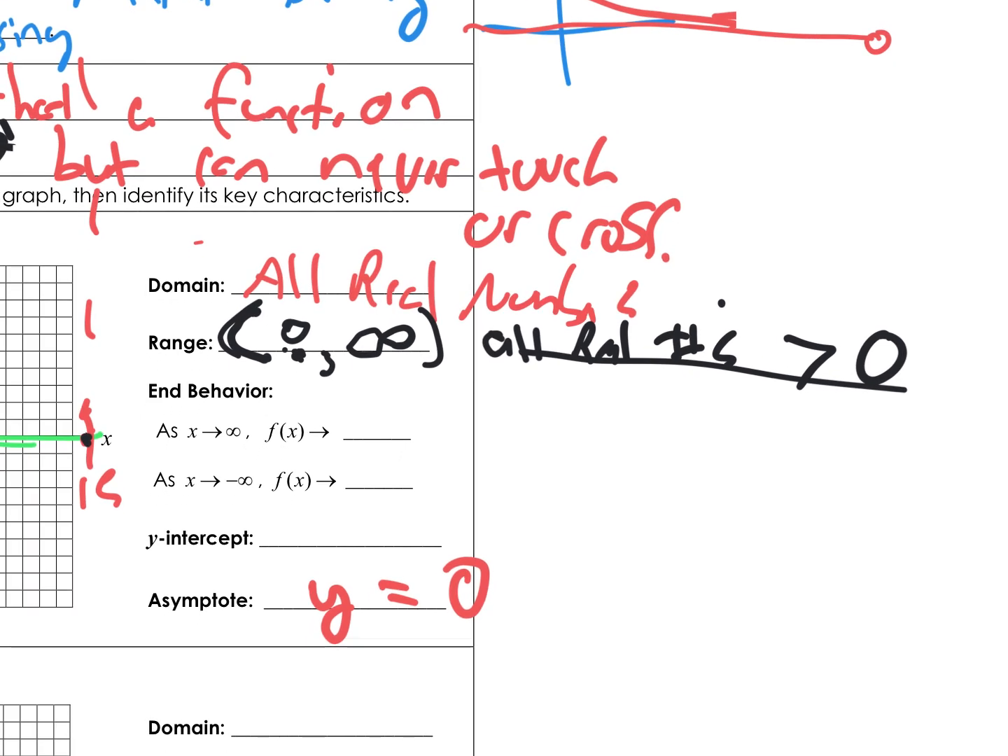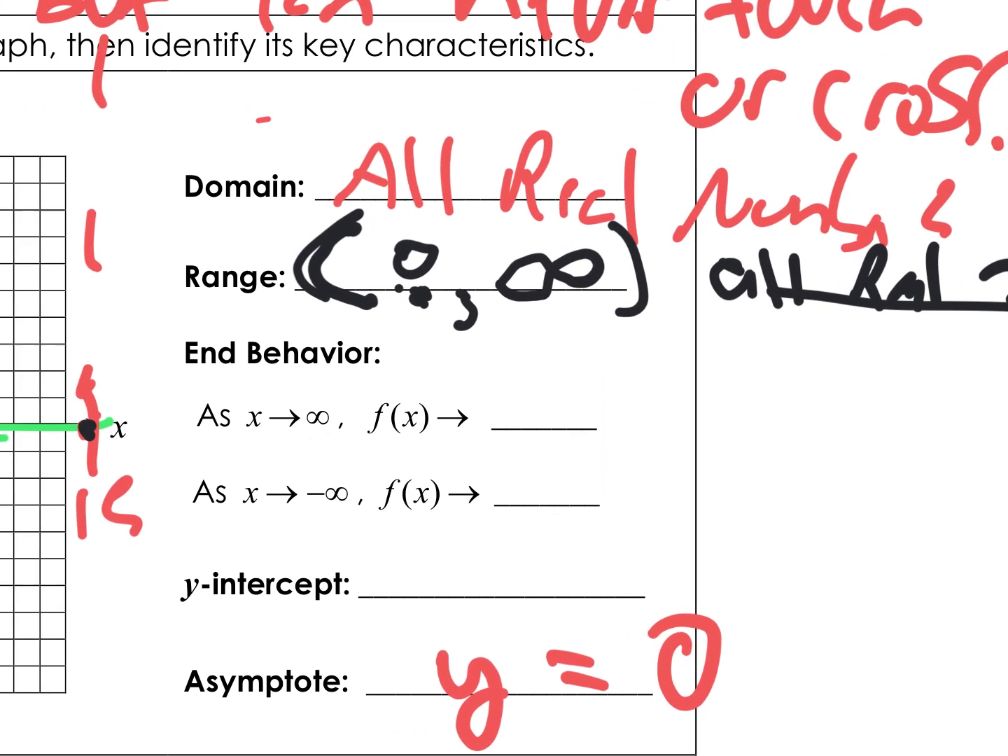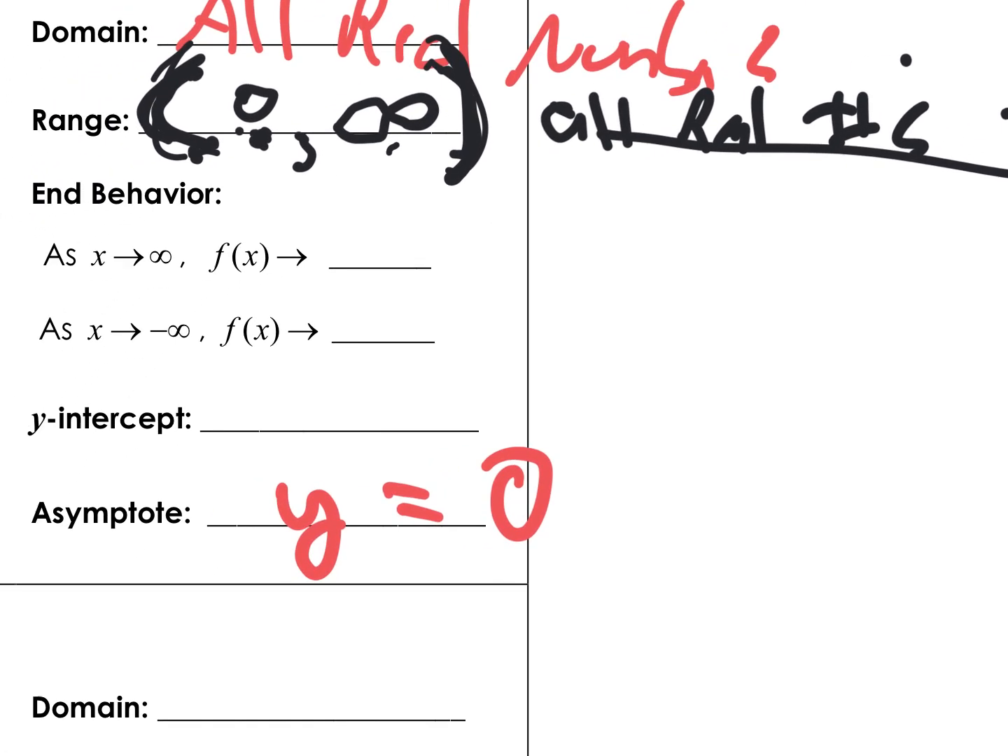Could you have written all real numbers greater than 0? It'd be correct. But the shortcut is this parenthesis, and then, oh wait, I messed up. Did I tell you another parenthesis? They're in parentheses because you can't be a 0, and there's no number called infinity, so you'll never be there either. So we put it in parentheses, 0 to infinity in parentheses, which means all real numbers greater than 0.